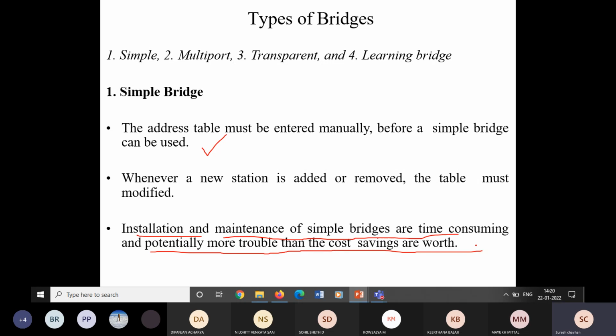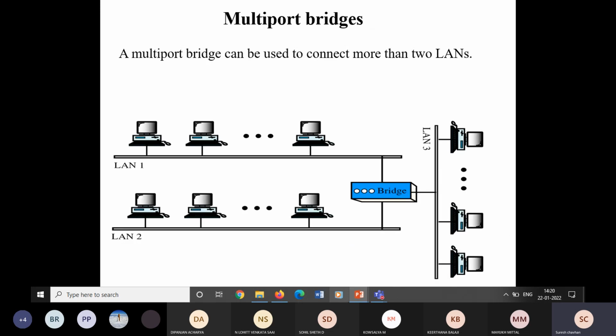It is time consuming because the table needs to be updated manually, the addresses and port numbers need to be added manually, and we manually need to add new devices or remove them. So these are all time consuming, and it is not a good idea to have this kind of bridge in the network.